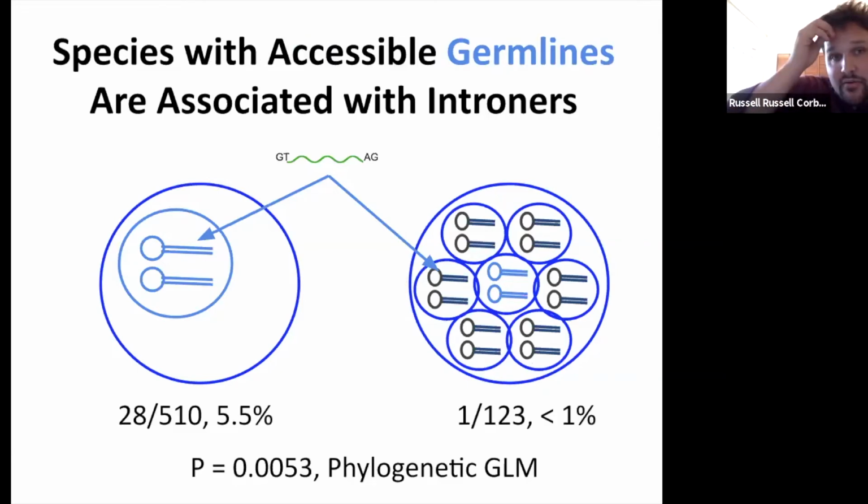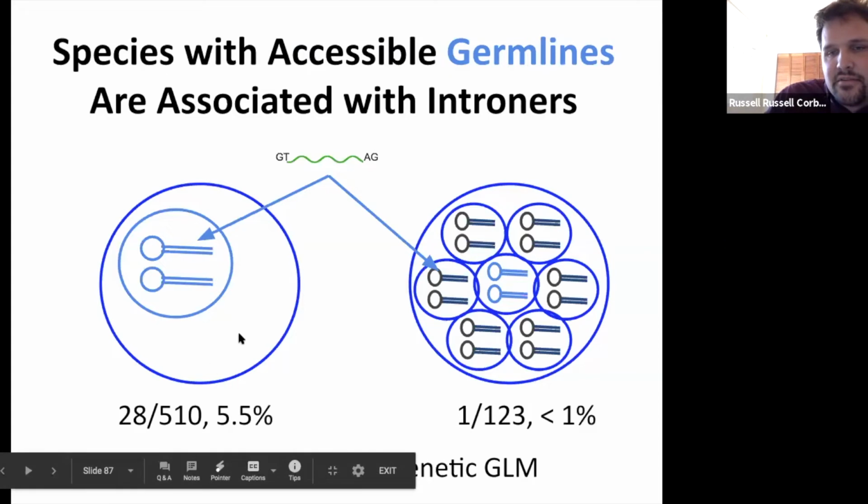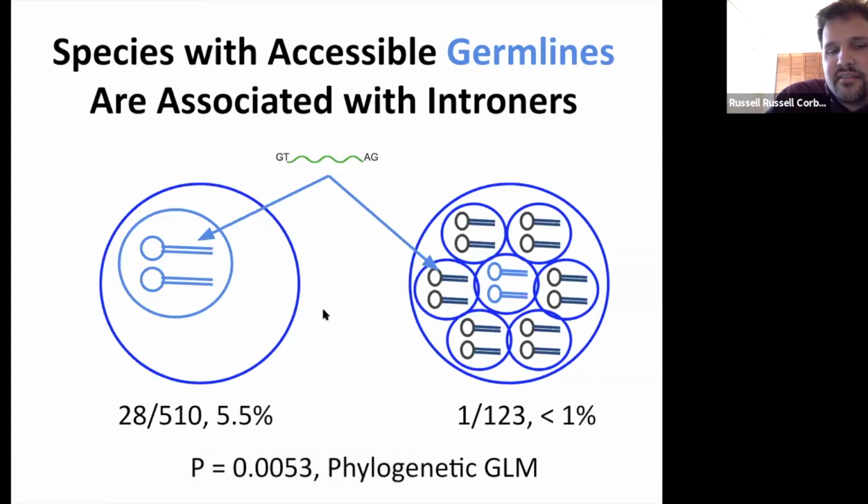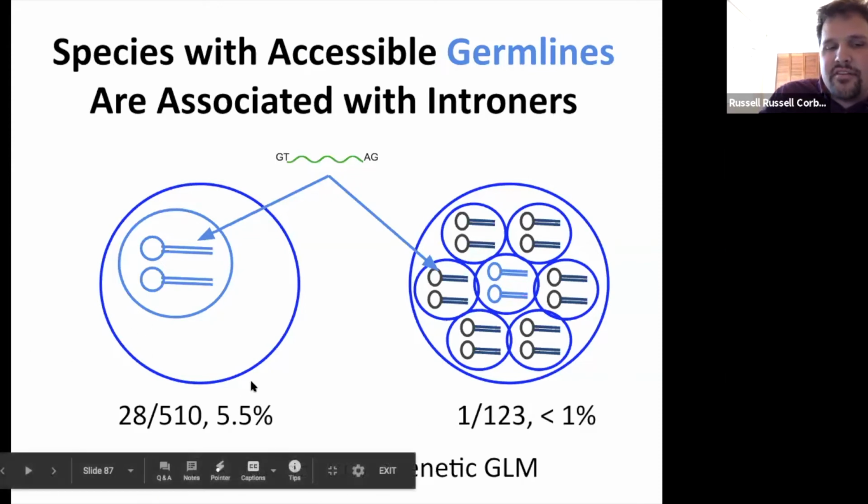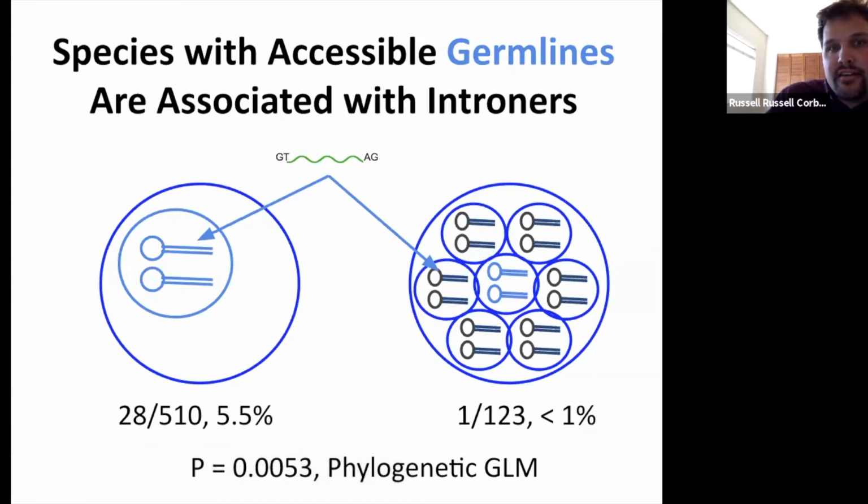If we want to test this model, we see that, yes, there's actually a fairly strong effect. About 5.5% of species with accessible germlines and a little less than 1% of species with inaccessible germlines are likely to have introner elements. So there's a pretty strong skew there, and this also is fairly significant after a phylogenetic correction. I will caution you, though, that there are a ton of other factors that differ between the taxa that have these and don't.